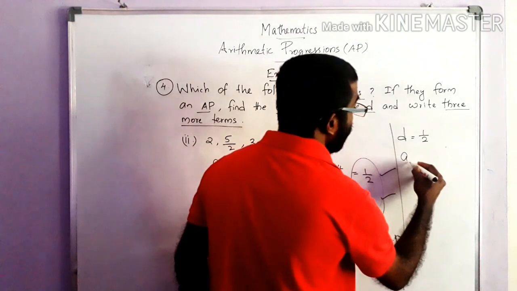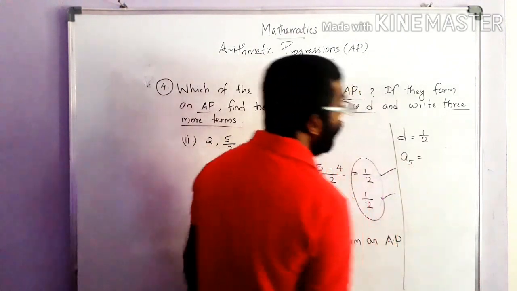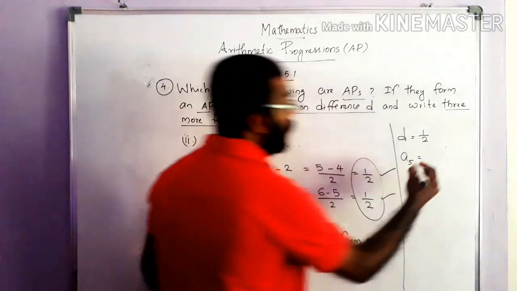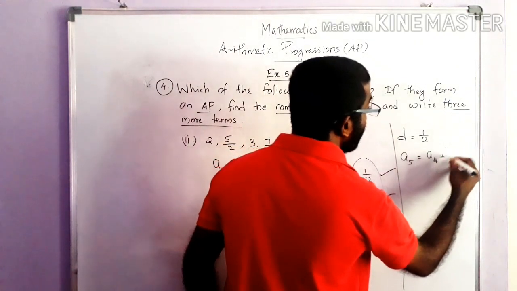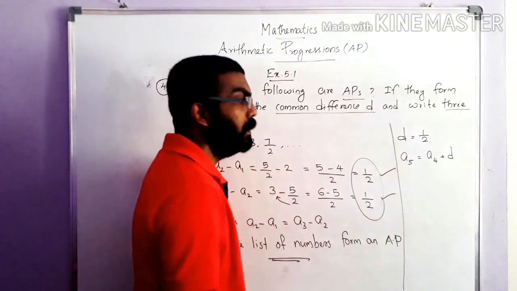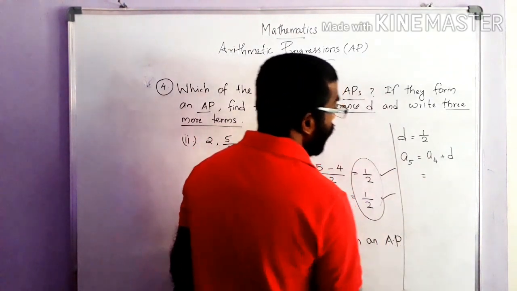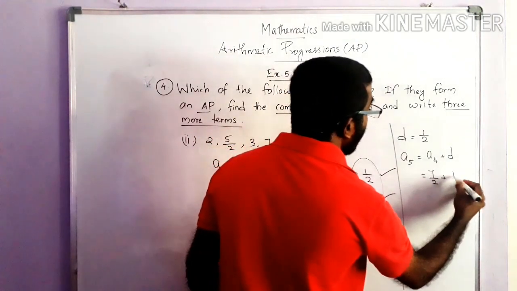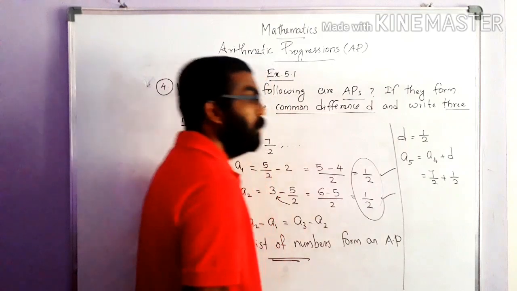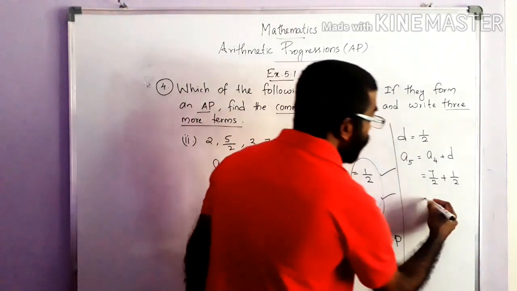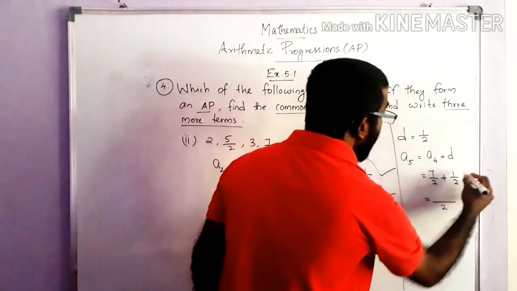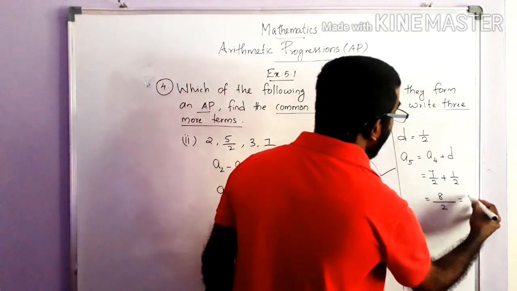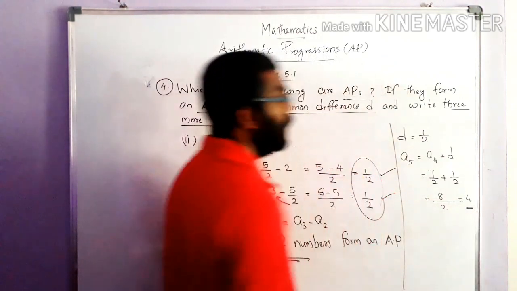So the next term is 5th term, A5, and A5 is got by adding the common difference to the 4th term. That is 4th term plus D, A4 plus D, that is equal to A4, the 4th term is 7 by 2, and 7 by 2 plus 1 by 2. Here the denominator is same, so keeping the denominator same and adding the numerator 7 plus 1, which is equal to 8. So it will be equal to 4. 8 by 2 is 4.